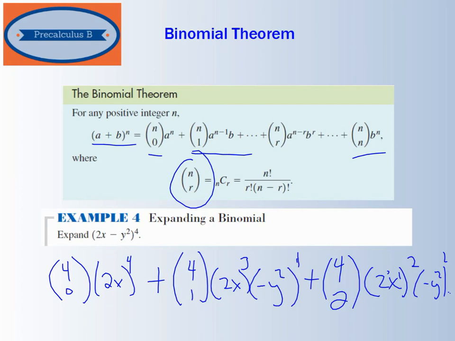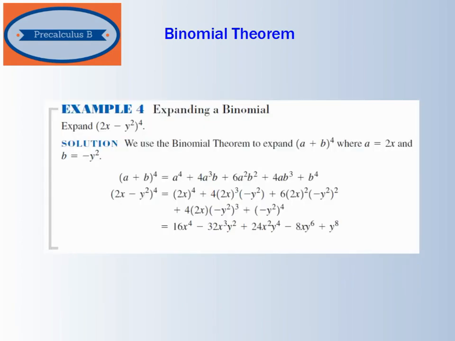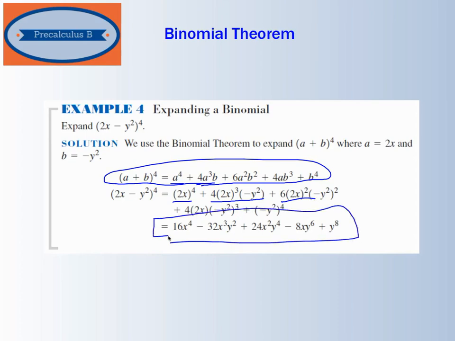All right? And we're going to go ahead and take a look at the full solution here, which would expand to be a to the fourth plus 4a cubed b. So this is just the simple expansion if it was a plus b. And then everywhere we have a, we're going to plug in 2x. Everywhere we have b, we're going to plug in negative y squared. And then we'll simplify. So that breaks down to 2x to the fourth plus 4 times 2x to the third times negative y squared, 6 times 2x squared times negative y squared squared, etc., etc.